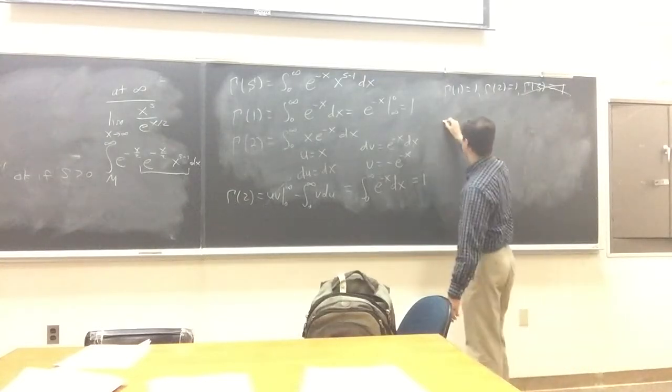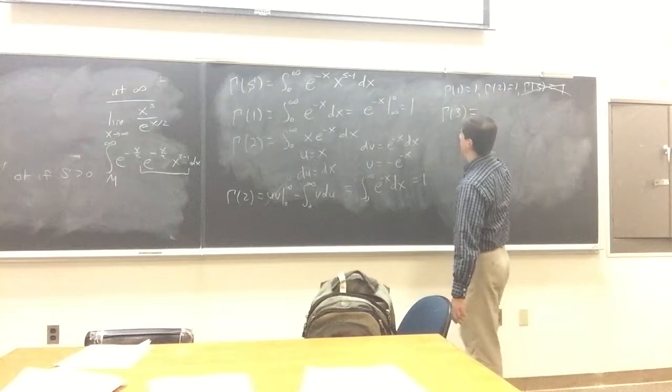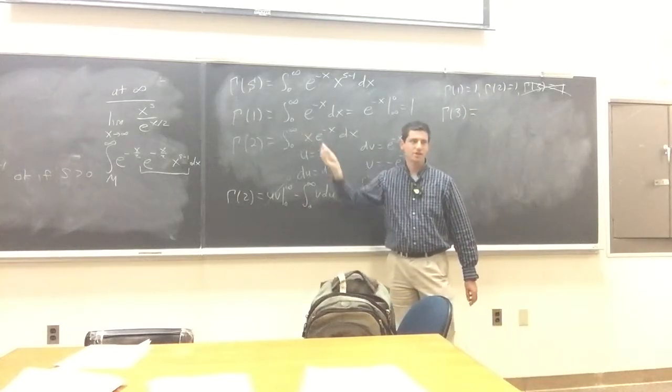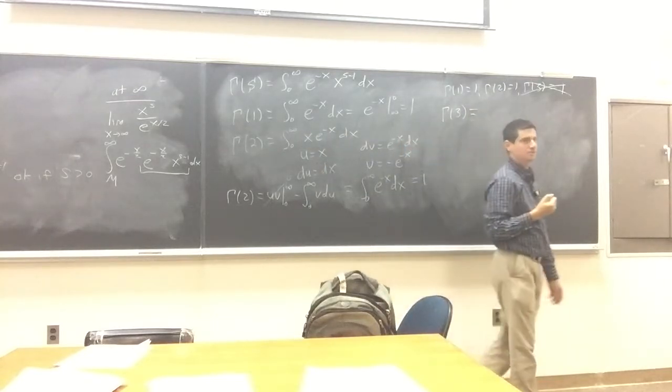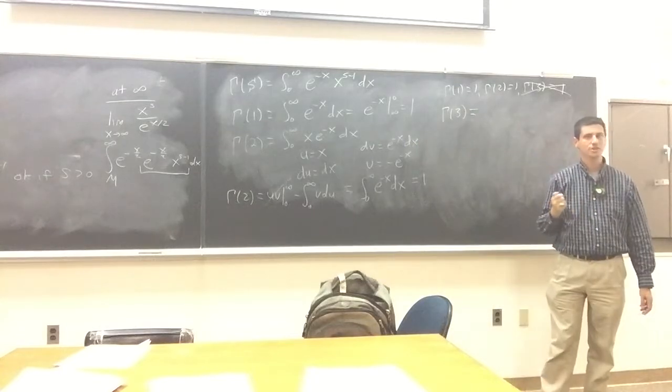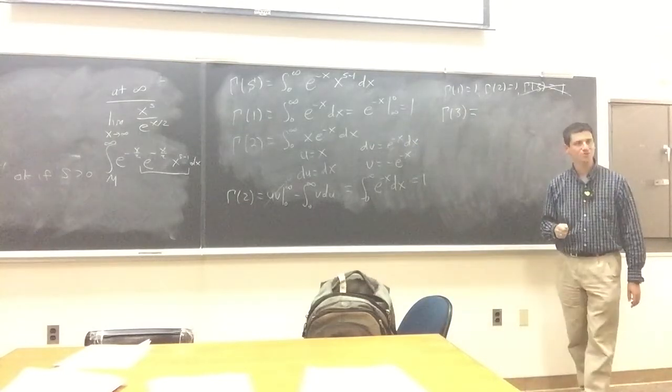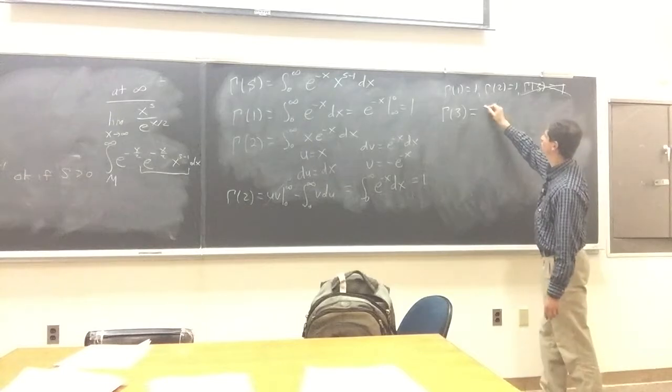If you go through and do the algebra, you get gamma of 3 will have an x squared. So how many times do you think you'll have to integrate by parts? Twice. So we're going to just fast forward a few moments. We did the integration by parts twice, and when the dust settled, we got 2.